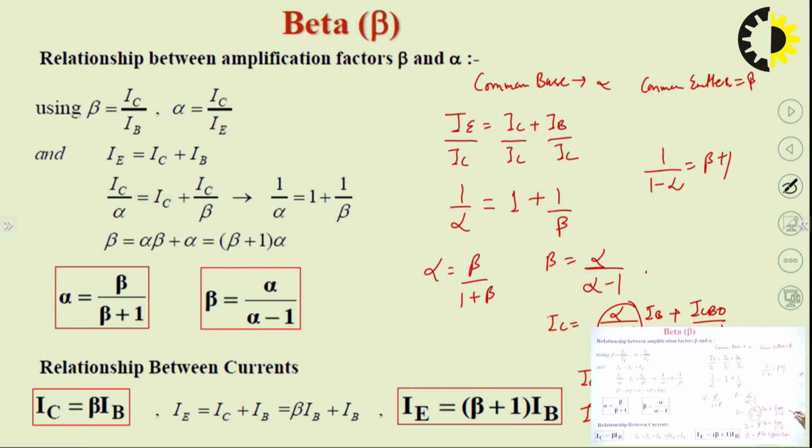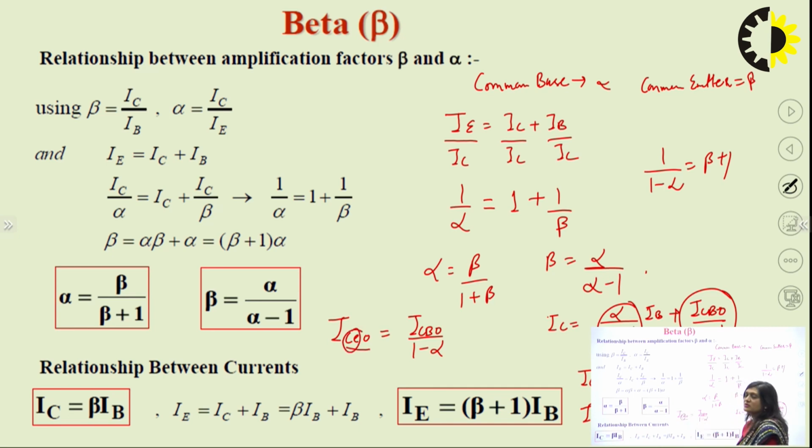Okay, and this equation, this part we can also write as ICEO is equal to ICBO upon 1 minus alpha. And what is this ICEO?